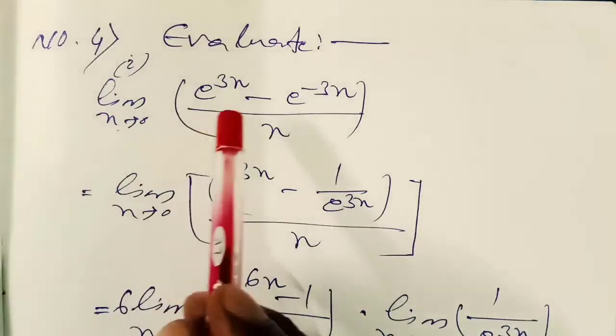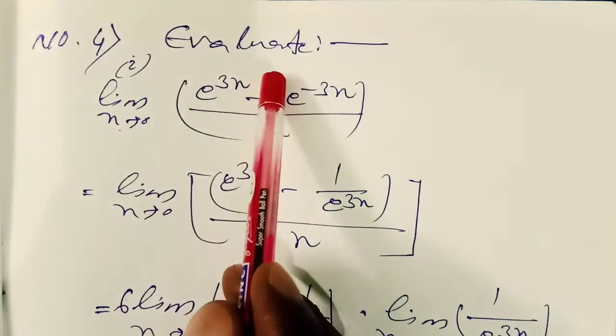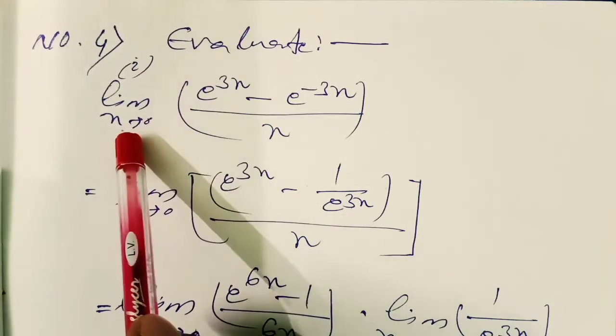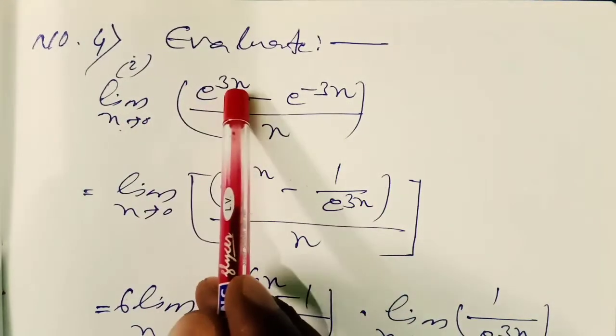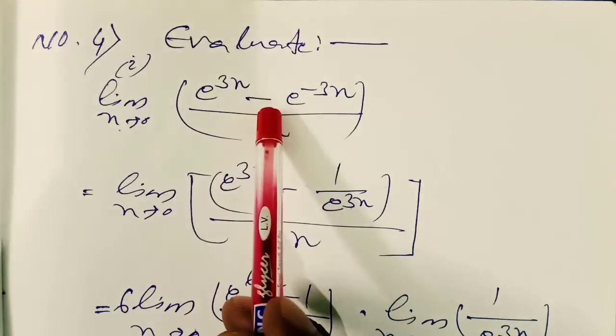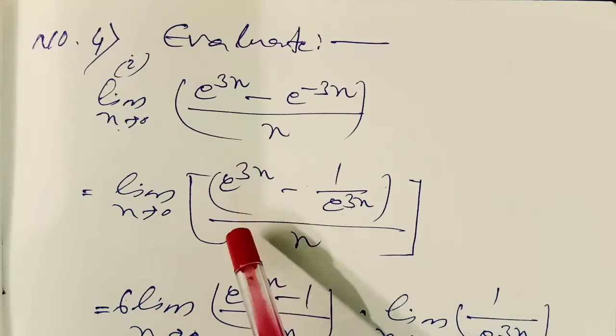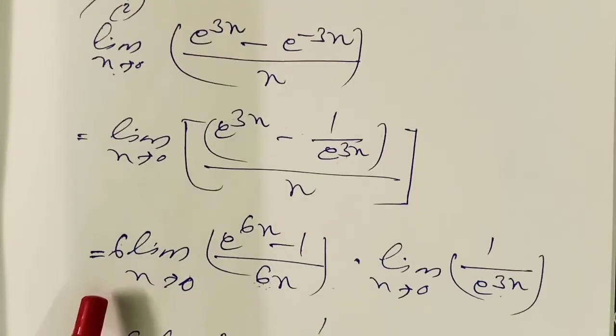Number 4. See the question number 4. Evaluate the following limit. Number 4, first part: limit x tends to 0, e to the power 3x minus e to the power minus 3x, divided by x. The same I have already discussed here. Just repeating the question here.